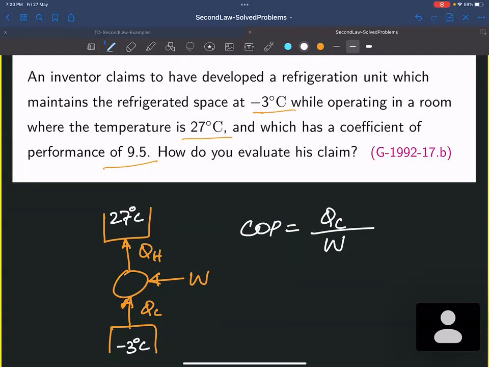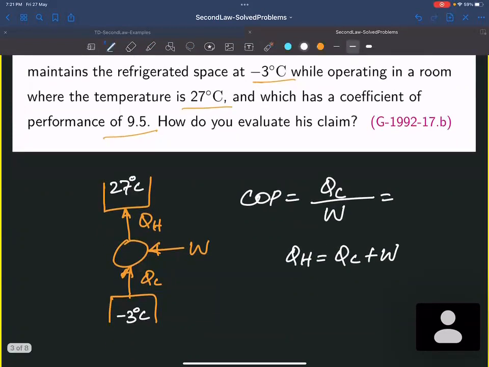Otherwise, you can write this W in terms of QH and QC. QH, the heat rejected, is simply QC plus W, since QC is added and W is also added, which is then rejected. So QH is equal to QC plus W, from which you can write W as QH minus QC, and we use this here: COP is QC by QH minus QC.